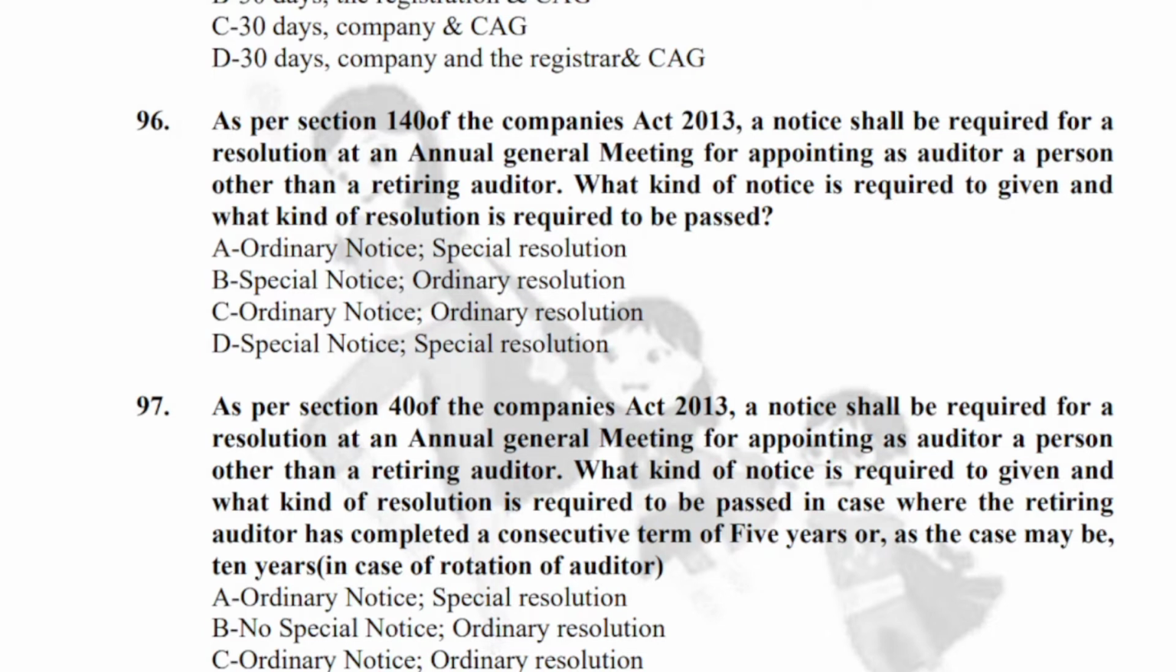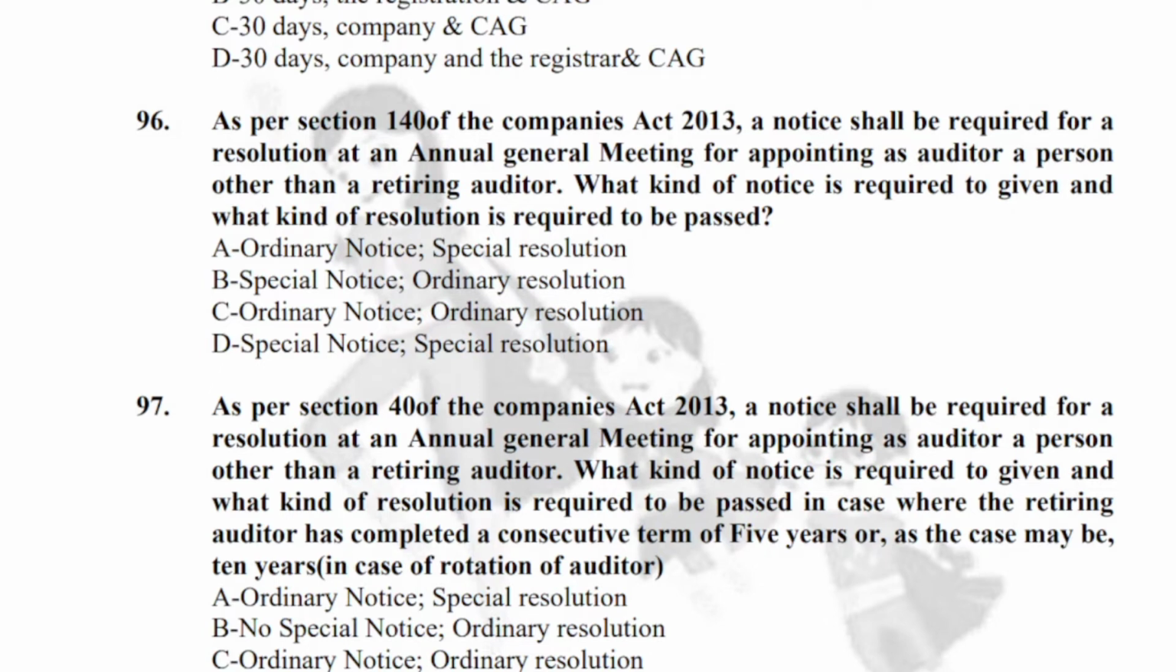Yes, he has completed his term of 5 years in case of an individual auditor and 10 years, that is 2 terms of 5 years, in case of firms, in case of rotation of auditors, right? So their term is complete. Once your term is complete and another auditor is required, the notice has to be an ordinary notice. Remember, my dear friends, special notice is required only and only in 2 cases: if you are removing the auditor before the expiry of term, and in case of removal of a director.